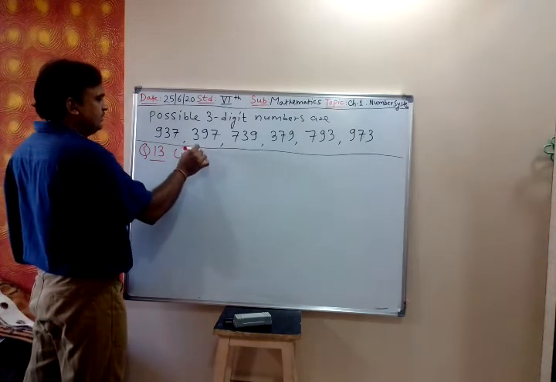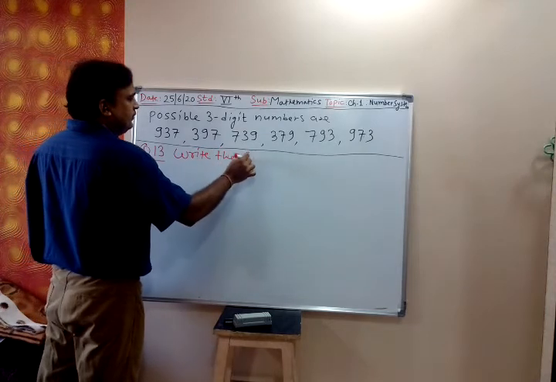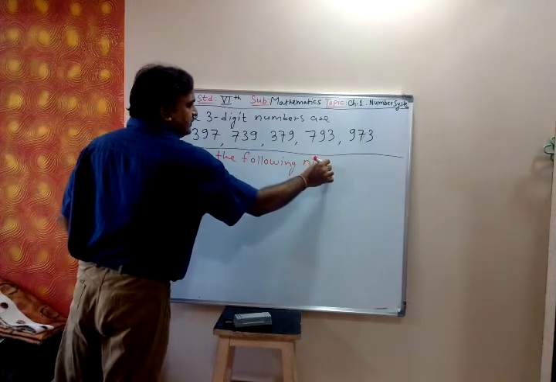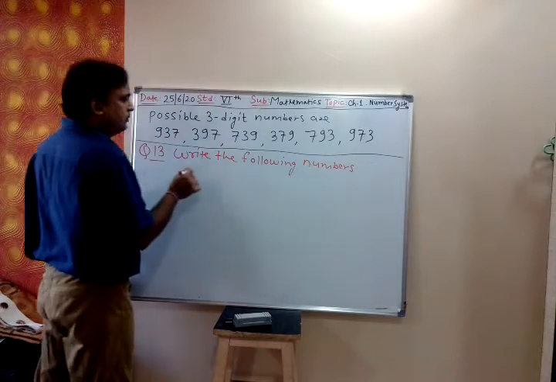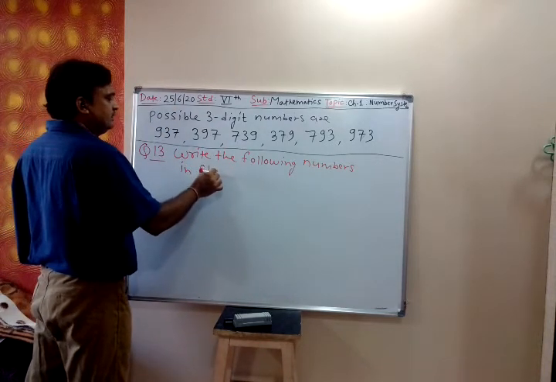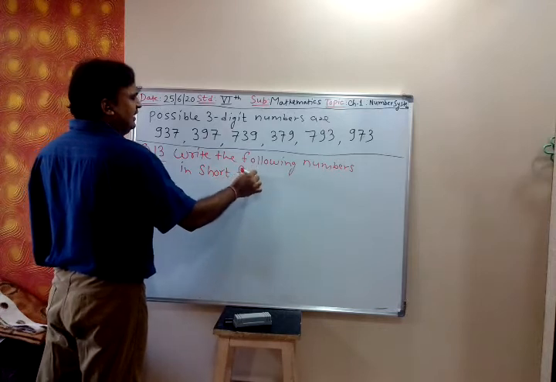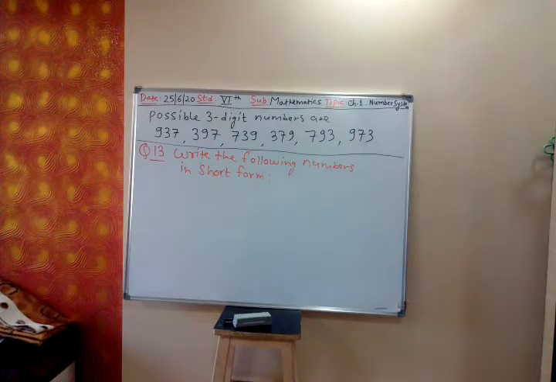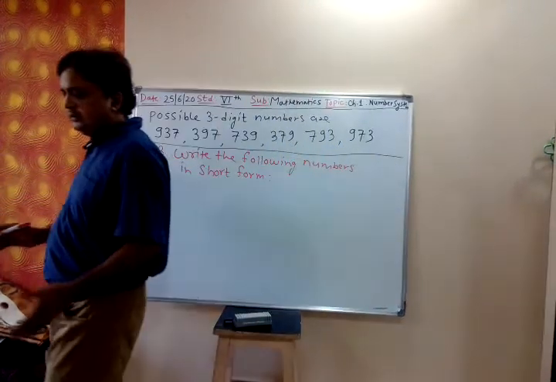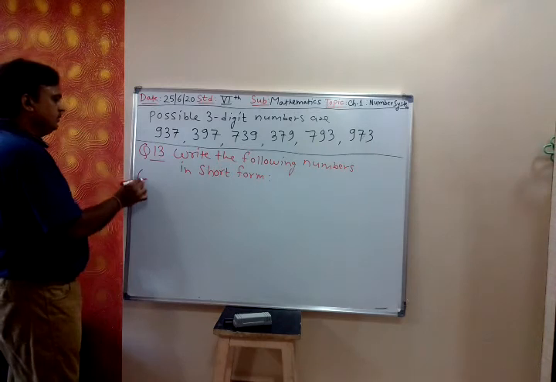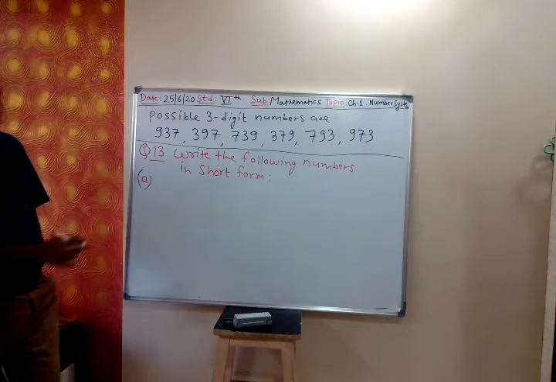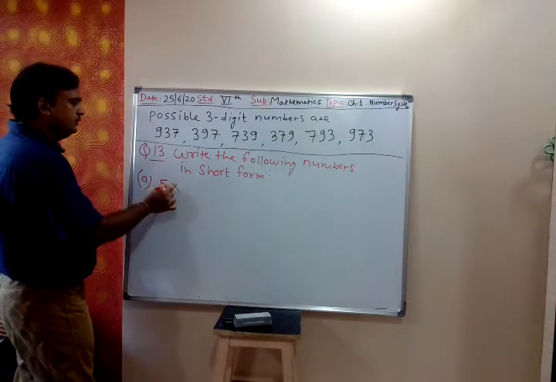Write the following numbers in short form. We are given the expanded form. From expanded form, you have to write the short form. So 5 into 10,000.